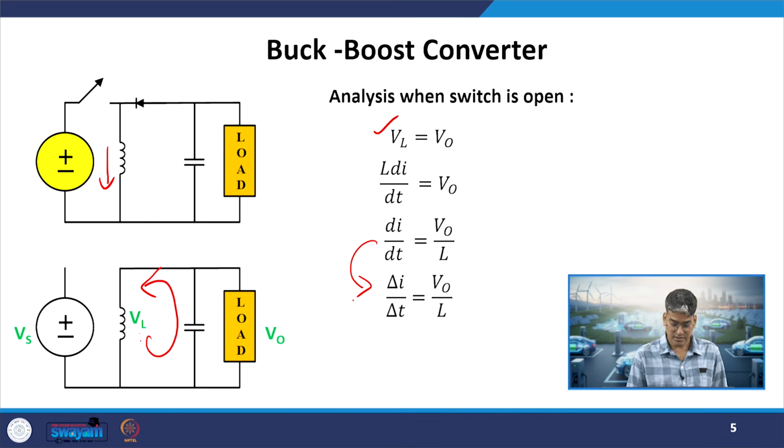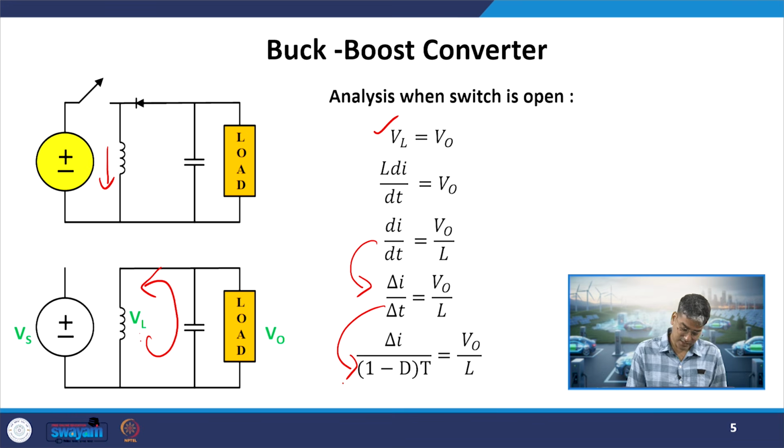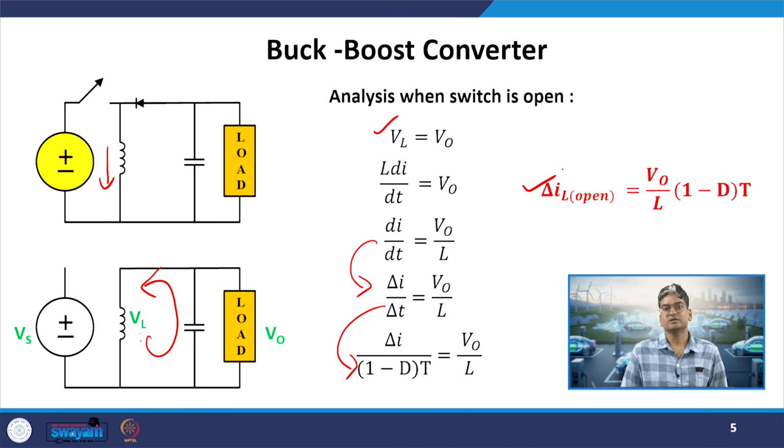Now again linearizing it, that is by assuming the switching frequency to be very high, I can replace di by dt with delta IL by delta t, which will be equal to V0 by L. The turn off time period delta t is nothing but equal to (1 minus D) into T. So delta IL open, when the switch is in the open condition or in the off state, will be equal to V0 by L into (1 minus D) into T.